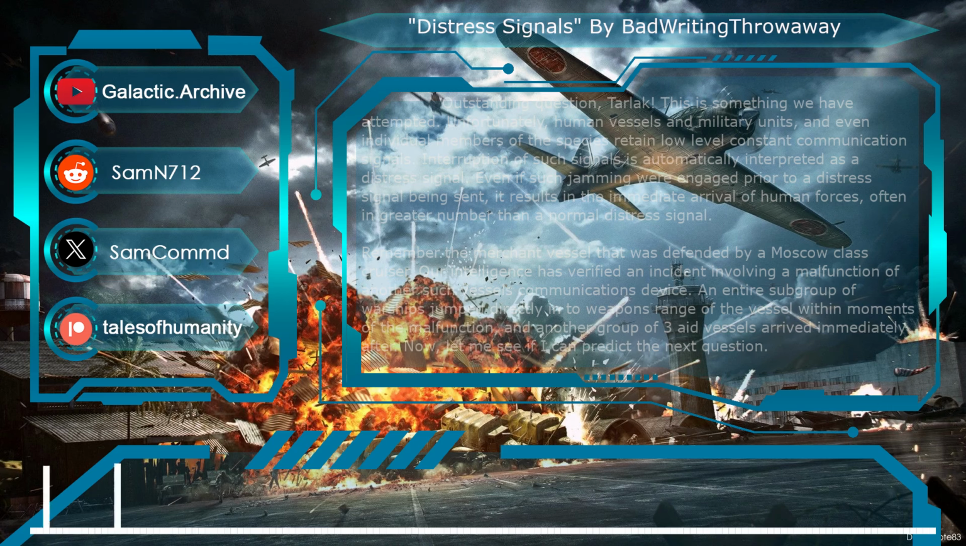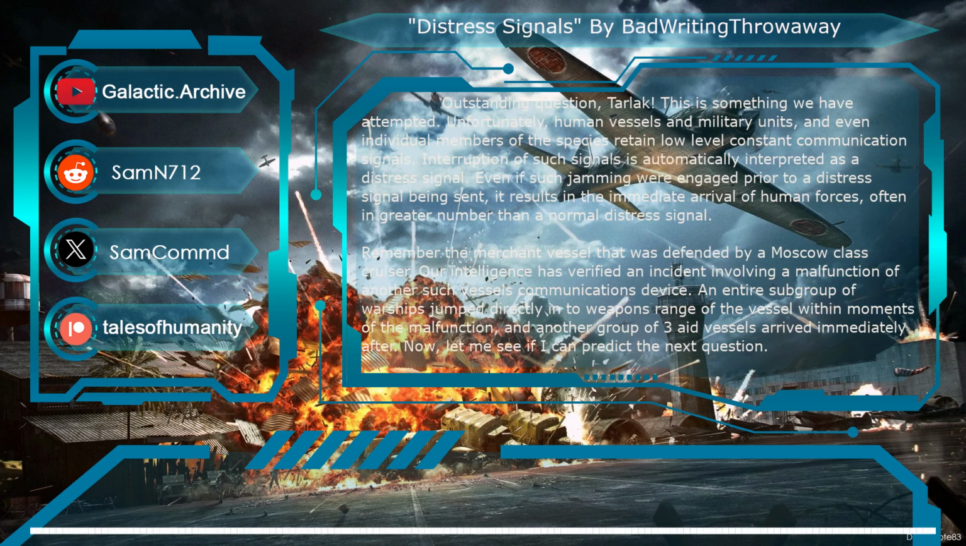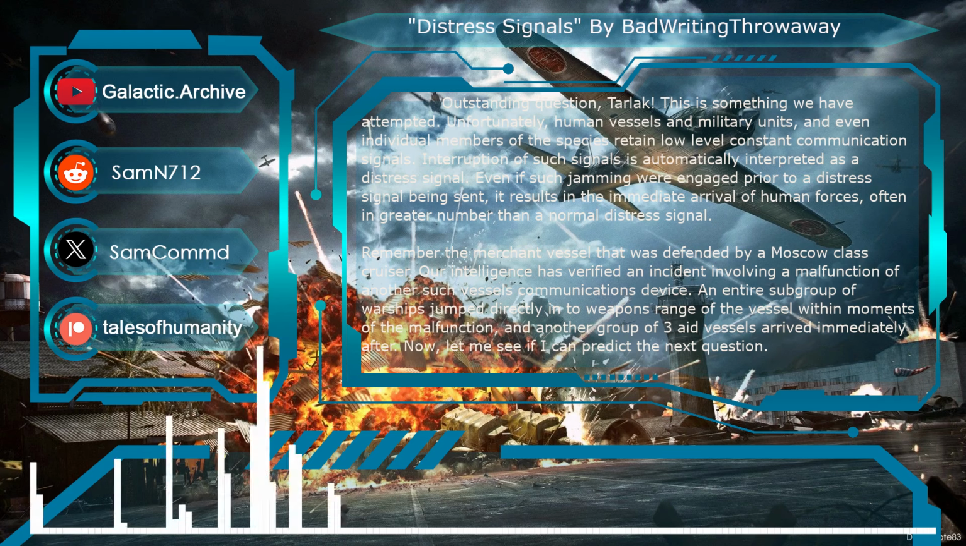Outstanding question, Tarlac. This is something we have attempted. Unfortunately, human vessels and military units, and even individual members of the species, retain low-level constant communication signals. Interruption of such signals is automatically interpreted as a distress signal. Even if such jamming were engaged prior to a distress signal being sent, it results in the immediate arrival of human forces, often in greater number than a normal distress signal.